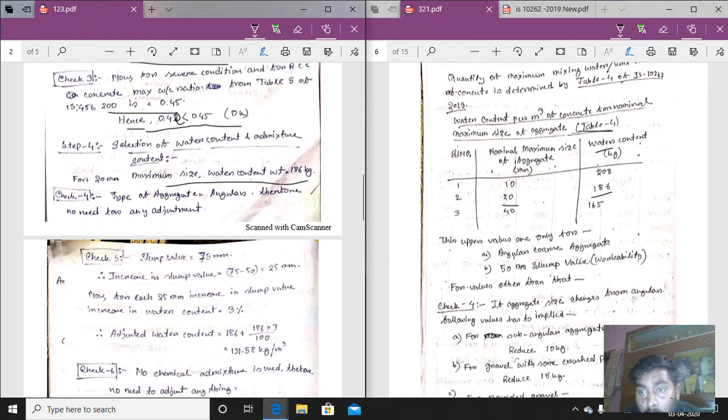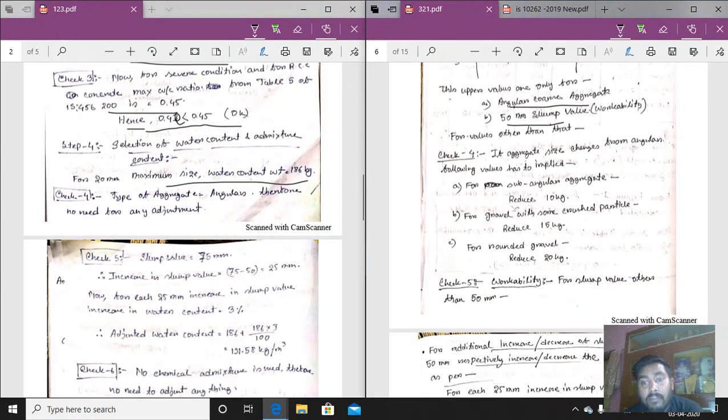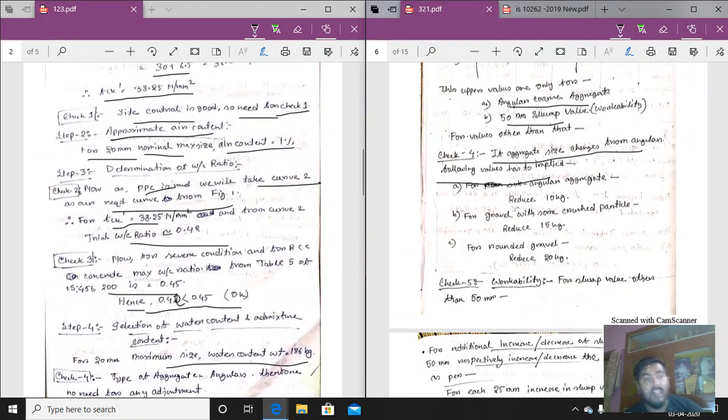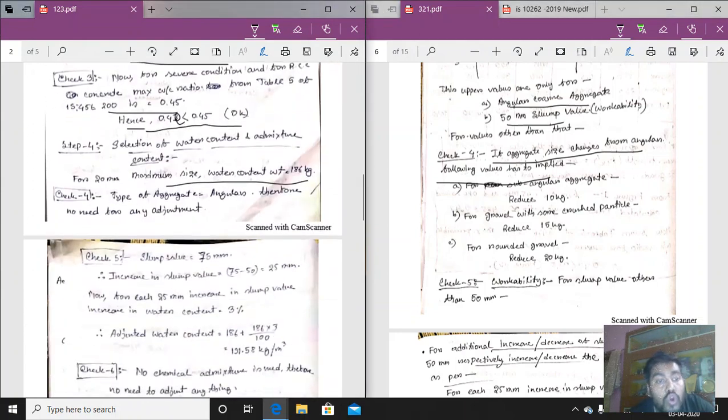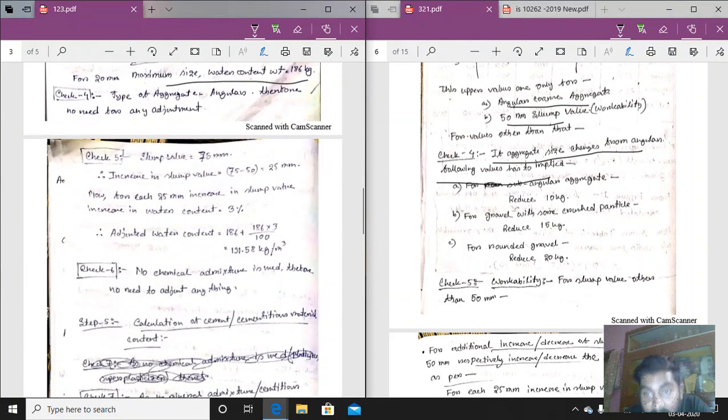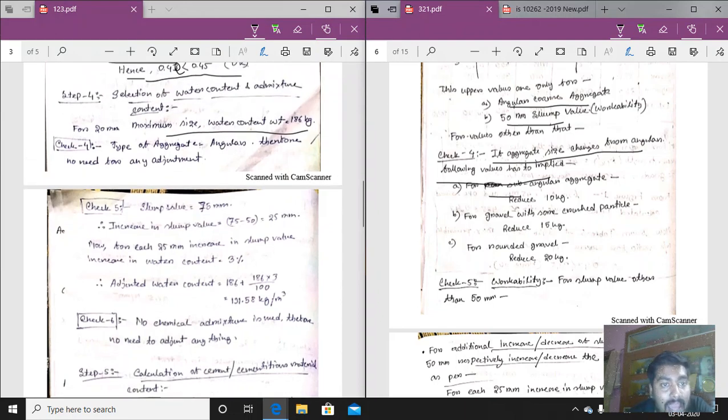Now this value of water content is for angular coarse aggregate and 50 mm slump. So check number 4 is for the shape of the aggregate: for subangular, gravel with crushed particles and rounded gravel. So what is the type of aggregate that we have used? That is normal crushed angular. So no adjustment will be done here. Type of aggregate is angular, therefore no need for any adjustment as per the check. So check number 4 is done.